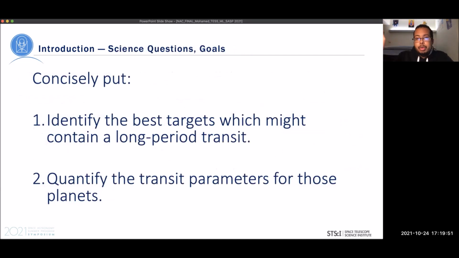So just to reiterate, what were our science goals? We wanted to identify the best target light curves, the best target systems, which might contain long period transits. And then our second goal was, hey, we found a transit. Can we quantify what the parameters are? What's the radius of this planet? What's the duration of the transit? What's the actual period?